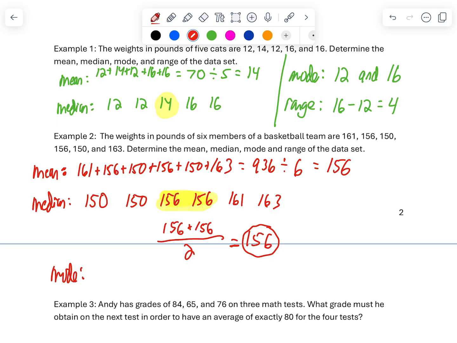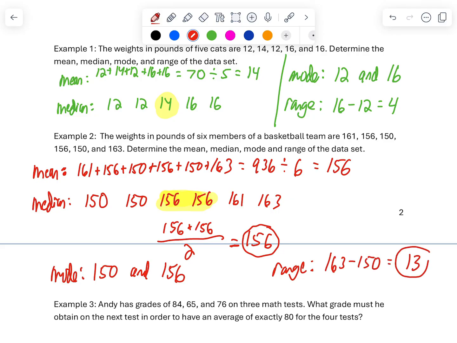Okay, our mode is the number that appears the most often. So it looks like we have a tie again here with our data. It looks like 150 and 156 both appear twice. So they would both be our mode. And lastly, we have our range. So we're going to take our biggest number, which is 163, and subtract our smallest number for a range of 13.